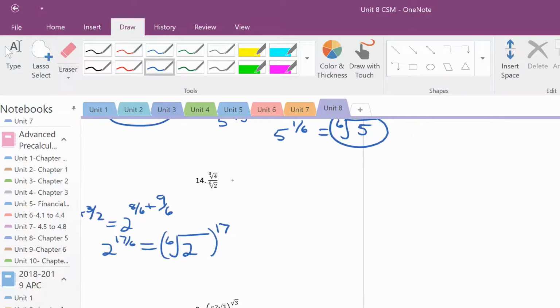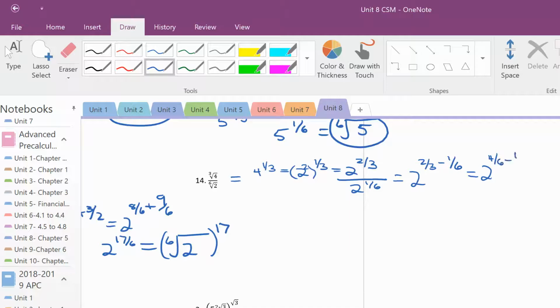For the next one, it's 4 to the 1/3, but remember 4 can be 2 squared to the 1/3, which means it's 2 to the 2/3. And then the 6th root of 2 is 2 to the 1/6. So when you subtract, it's 2/3 minus 1/6. So it's 2 to the 4/6 minus 1/6. So it's 2 to the 3/6, and 3/6 reduced is 1/2, which is the square root of 2.